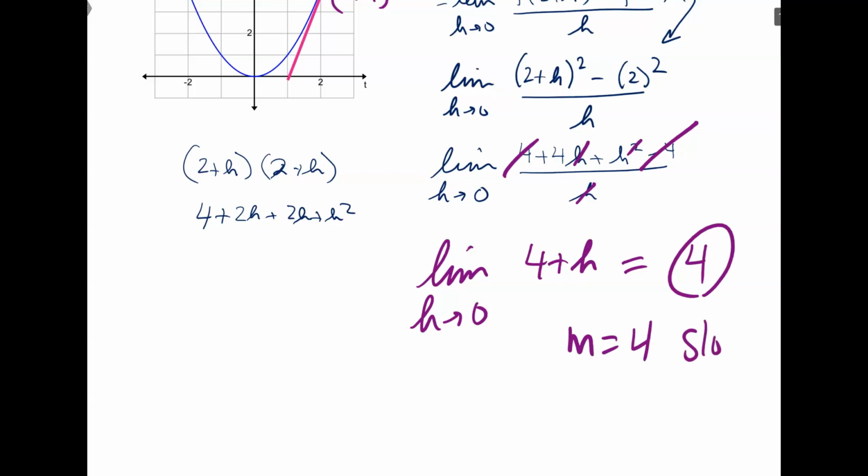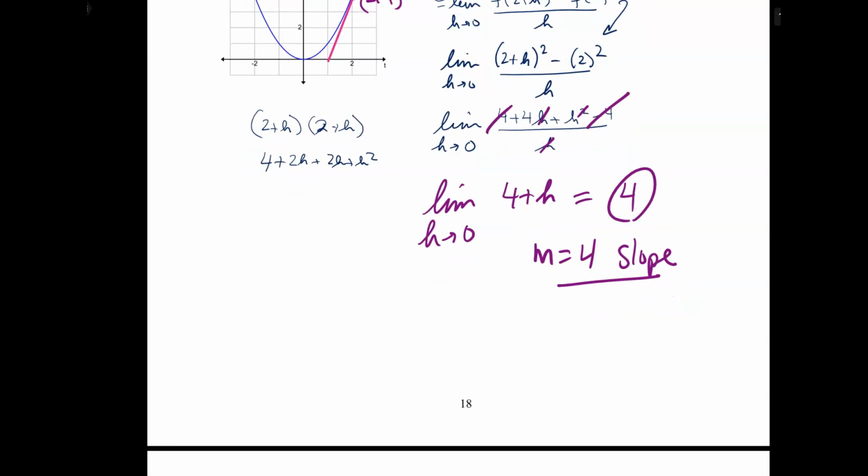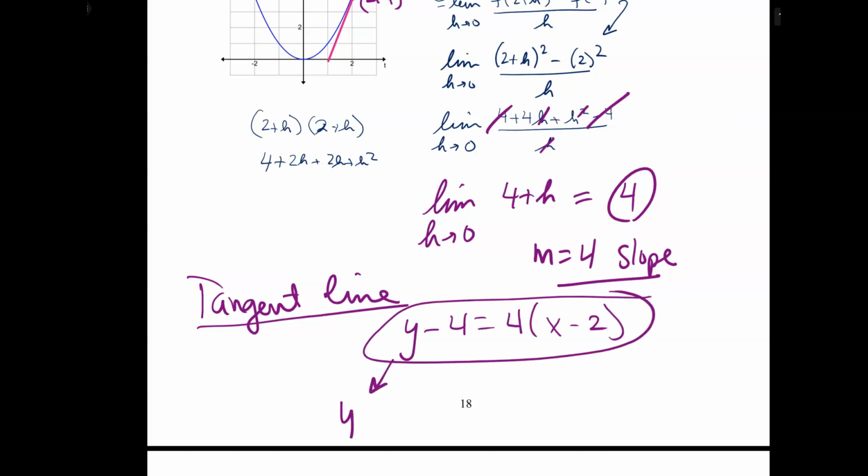m equals 4 is the slope, but that is not quite done because we have to find an equation for the tangent to the parabola at this point. So we found the slope, but we have to find the equation of the tangent line. But we have a point, right? It gave us a point, 2, 4. And we have a slope. Point slope. You use point slope. Okay, so y minus 4 equals 4 times x minus 2. Beautiful. You can leave it this way, or if you're not happy, put it in slope intercept form.